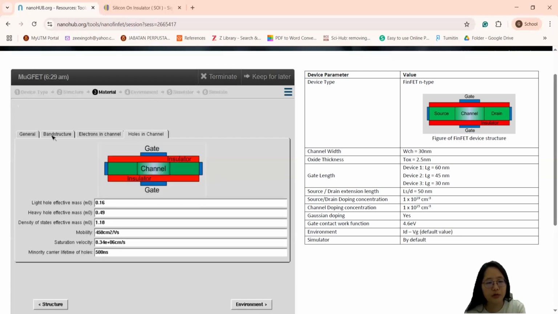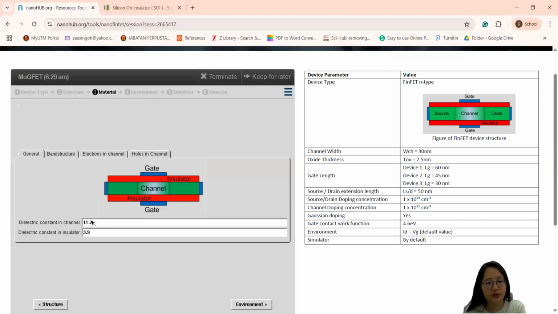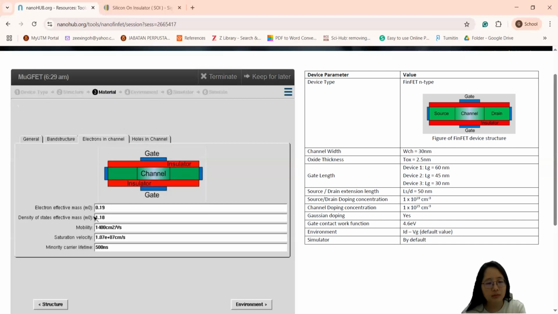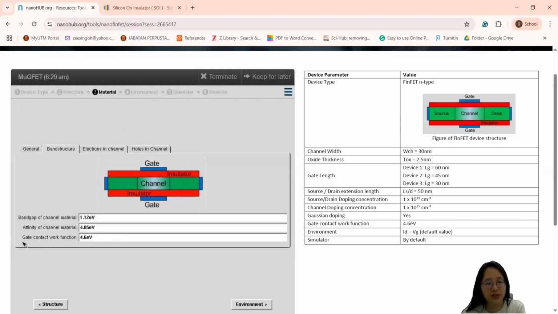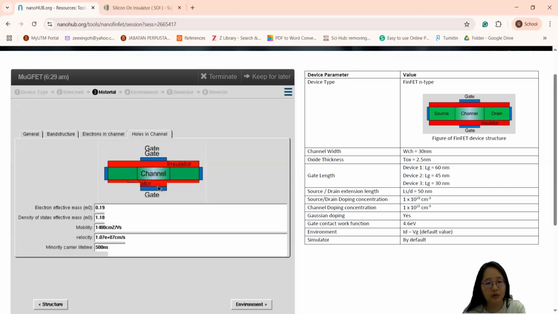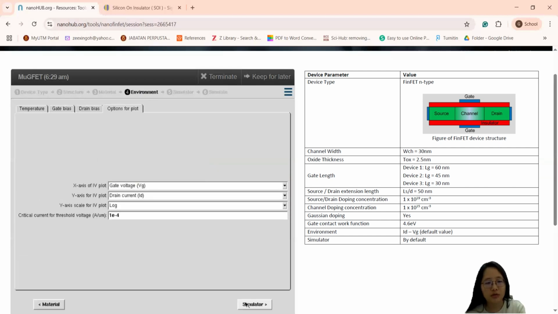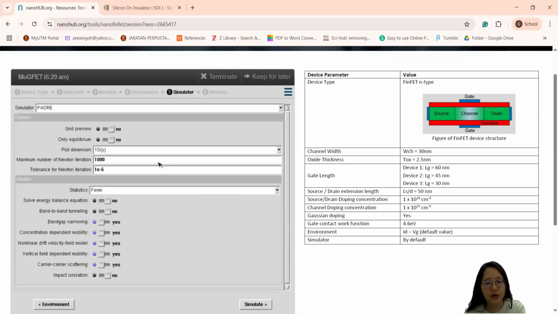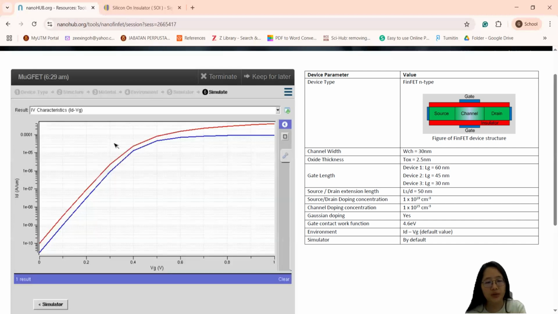Next, I will go to material. In general, this dielectric is default. Others are also default. For the gate contact work function, I am using 4.60 volt. Others remain the default. This one also remains the default. Temperature, I am using 300K. This one is also the default. So I will simulate it and get the IDVG characteristic.